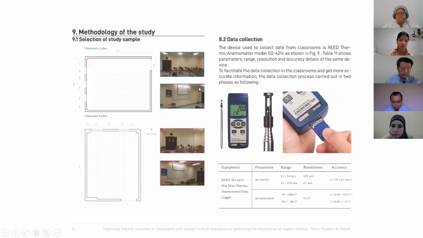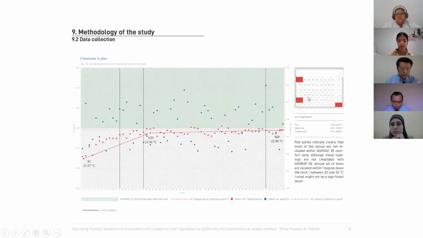Here is the equipment used to measure the air velocity and air temperature: 3 thermo-anemometers with data logger, with its specification here. For the first classroom, we measured the air temperature and air velocity for each student seat inside the classroom. Highlighted in light blue is the thermal comfort zone of ASHRAE 55. As we can notice here, the red points represent the temperature readings. Most of the temperature readings are out of the thermal comfort zone.